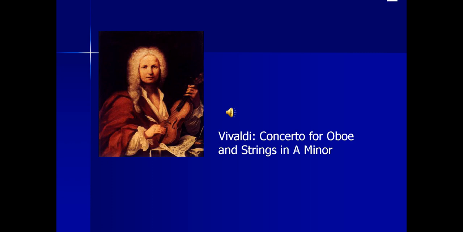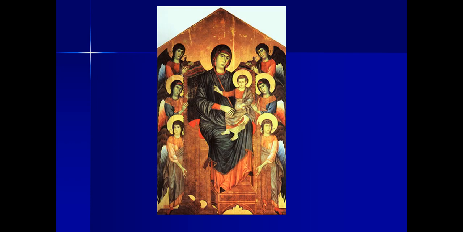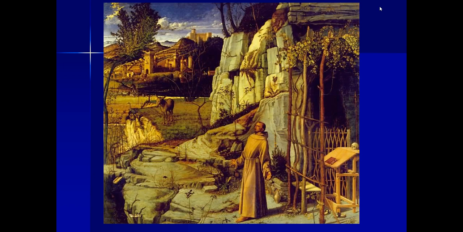Let me show you now how this plays out in visual art. Here is a fairly typical medieval painting of the Mother Mary and the Christ child. There you see Mary and she has Jesus on her lap. And here's a Renaissance painting of St. Francis of Assisi. Now, yet again, as with the music, the second painting probably seems more modern to you.